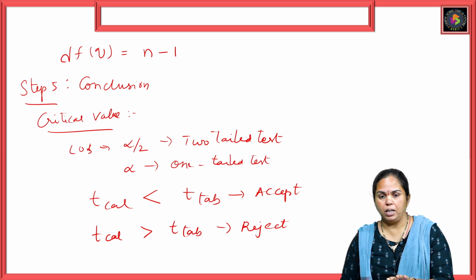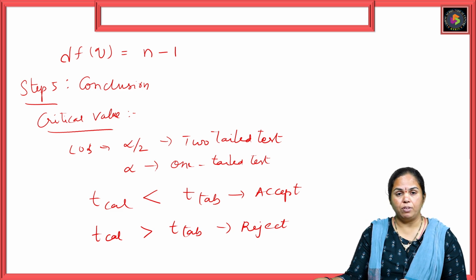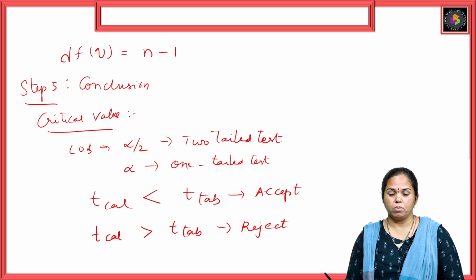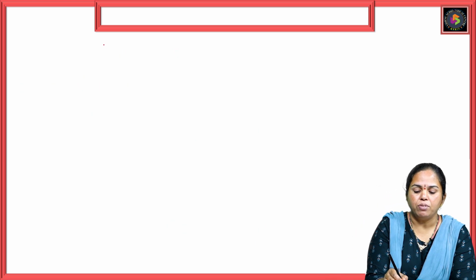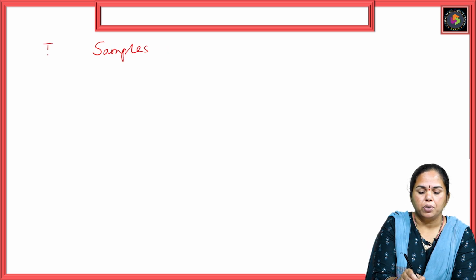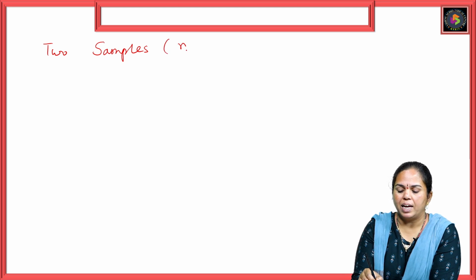And step 5, conclusion. So again here we are going to go with the comparison between the calculated value and the tabulated value. So this is about a single mean. So when you have two means, or even you have two samples, N1 and N2.